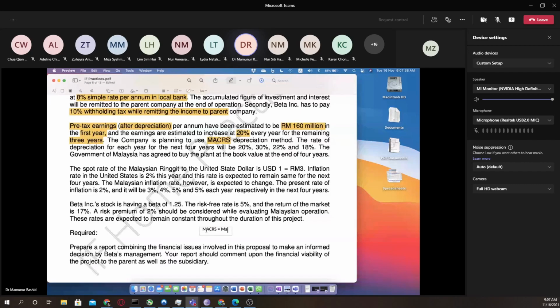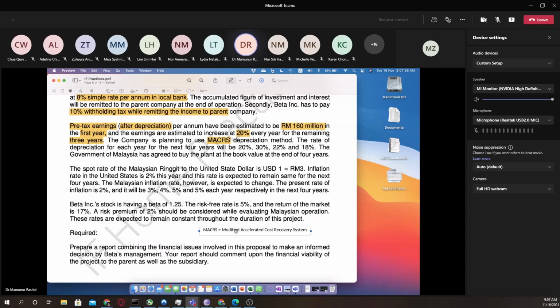So MACRS is Modified Accelerated Cost Recovery System. Okay, so the difference between MACRS and straight line is that when you do straight line, you divide by number of years.